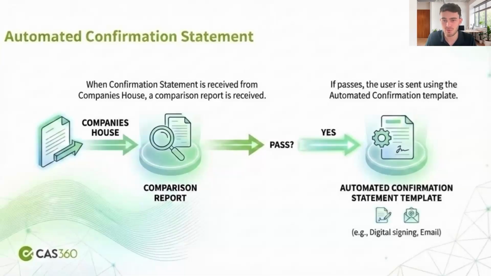Now, if the comparison report is to pass and be all green, which it should be based on some of the earlier stuff I've mentioned, you will have the option to automate that confirmation statement. The document will be prepared, it will go to your client for signing, it will all be done automatically, and it will give you an alert once it's been signed to say, yes, we can file that, and it'll be ready for you to go.